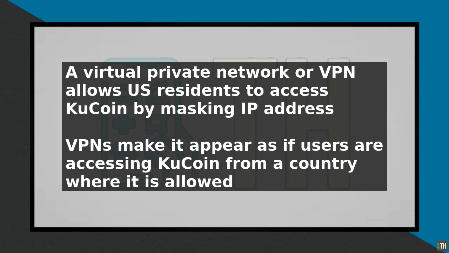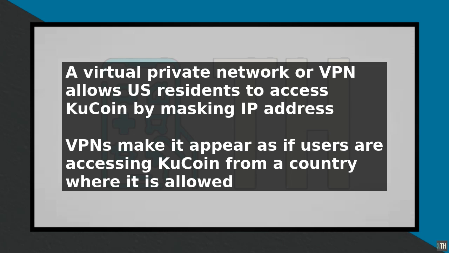To get started, you need to download and install a VPN on your device. There are many VPN providers available, and you should choose one that is reputable and has servers in countries where KuCoin is allowed. Once you have installed the VPN, you need to connect to a server in a country where KuCoin is available, such as Singapore or Japan.